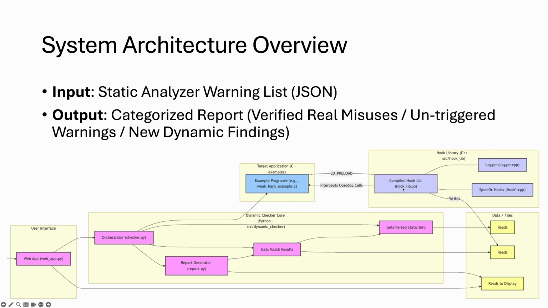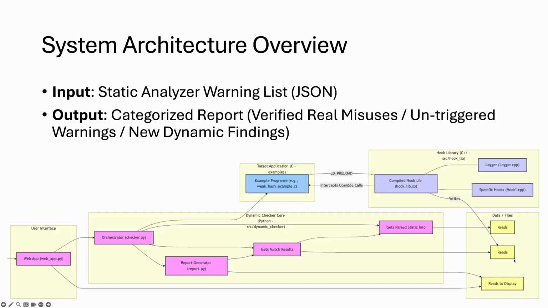And as the target application runs and makes calls to OpenSSL APIs, the preload hook library intercepts its calls using its specific hooks. And information about these calls is recorded by the logger component within the library, generating runtime logs.